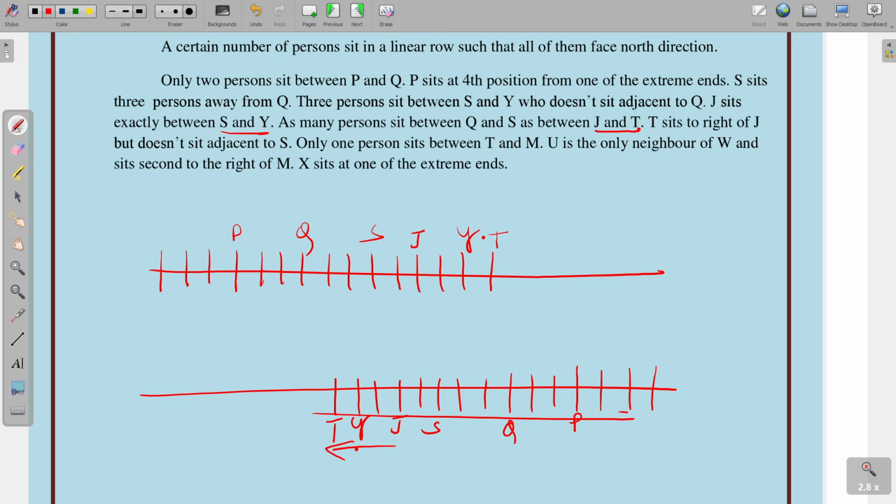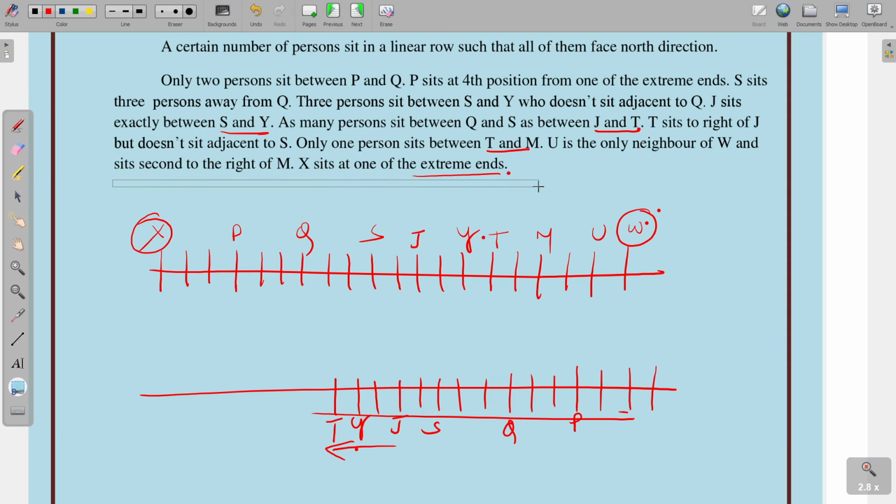So it is clear. Only one person sits between T and M. So between T and M, one person is there. U is the only neighbor of W and sits second to the right of M. So second to the right of M, that is U, and U is the only neighbor of W. Only neighbor of W in the sense that W is at the right extreme end. Next, X sits at the extreme end. So X is placed here. Okay, so these 2 persons are at the extreme ends.